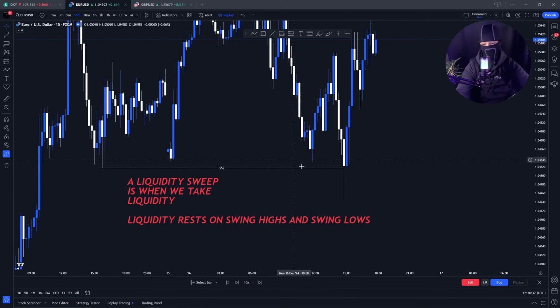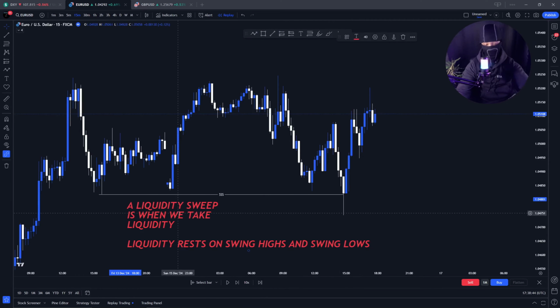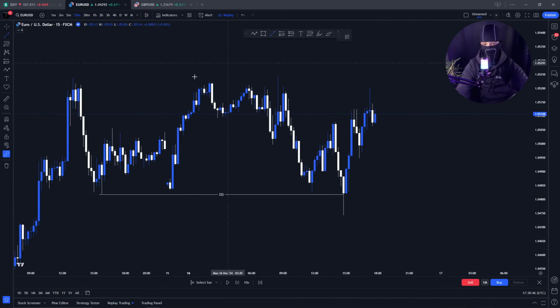Liquidity rests on swing highs and swing lows. As you guys can see, people have their stop losses here. When we go past this point, we're just triggering the stop losses. Now remember, what did I say to you? The market is always chasing what? Liquidity. So you guys can see that there's more liquidity resting at the highs.